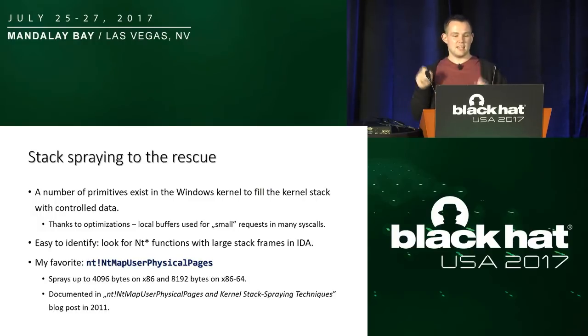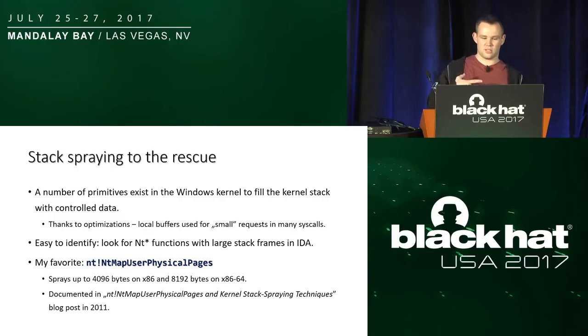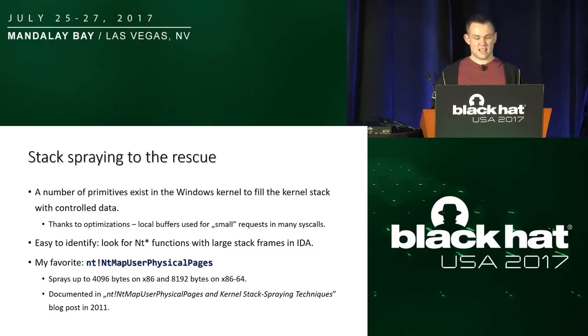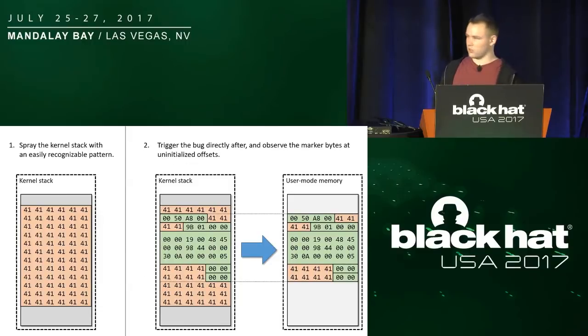This is a technique that allows us to spray the kernel stack with some controlled memory. And it works thanks to the fact that Windows uses an optimization of using local buffers for small requests. Some of the system calls actually have very large buffers for storing optimized local data. So we have this system call called NtMapUserPhysicalPages, which allows us to put 4 or 8 kilobytes of controlled data on the stack. So it's very convenient. This is illustrated here.